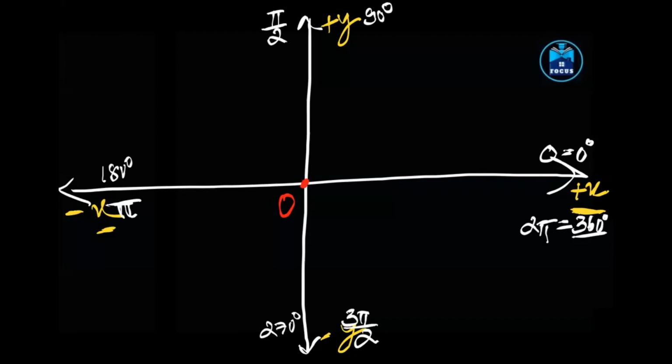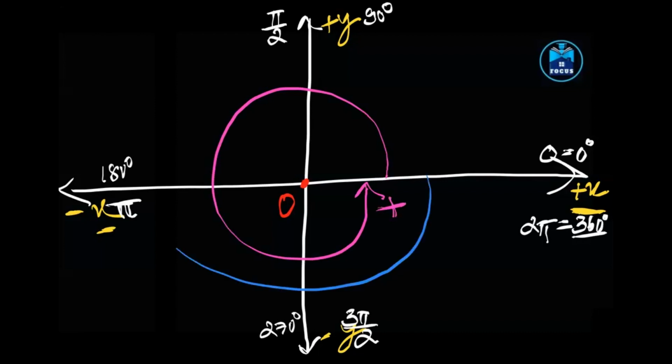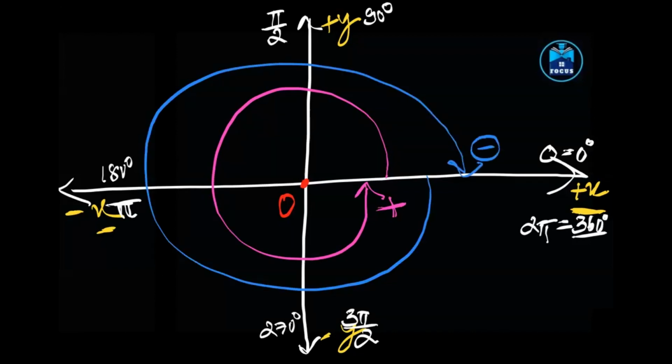The angle measurement basically goes in this way: this direction is known as the positive direction of measurement. But if you go in the opposite direction, which is this, then you have to consider that as negative measurement of the value.